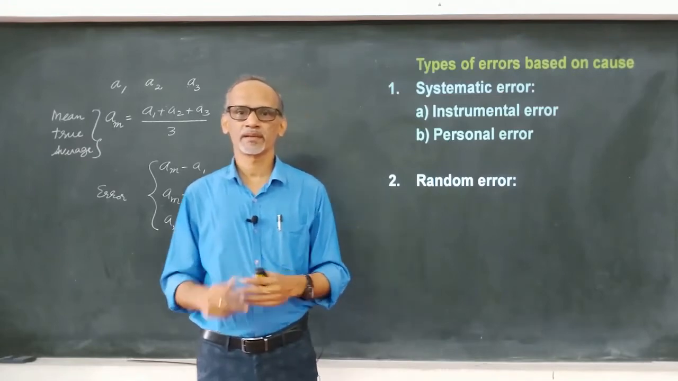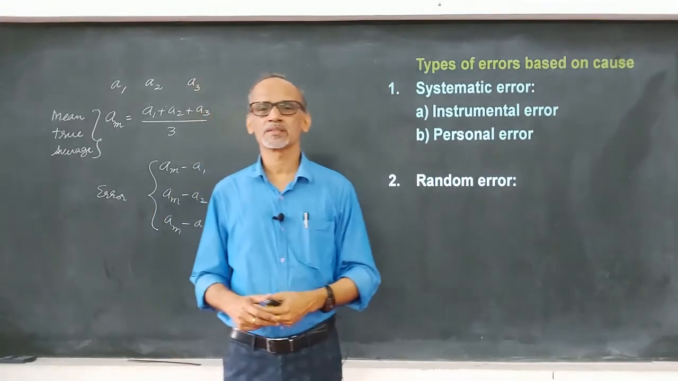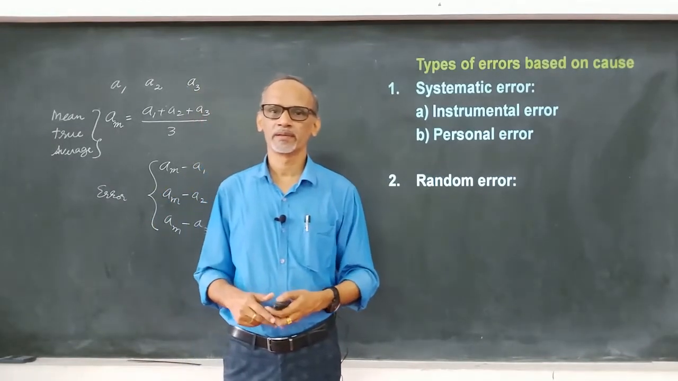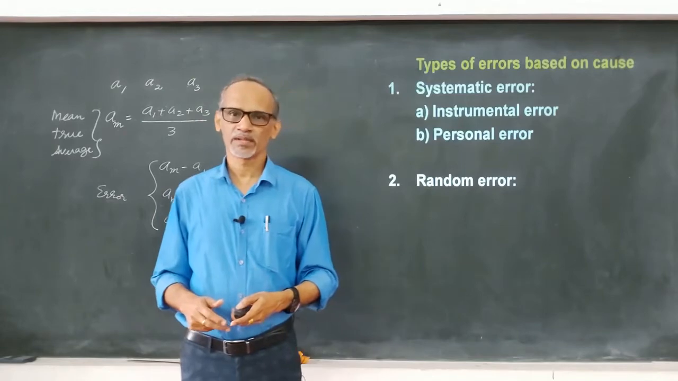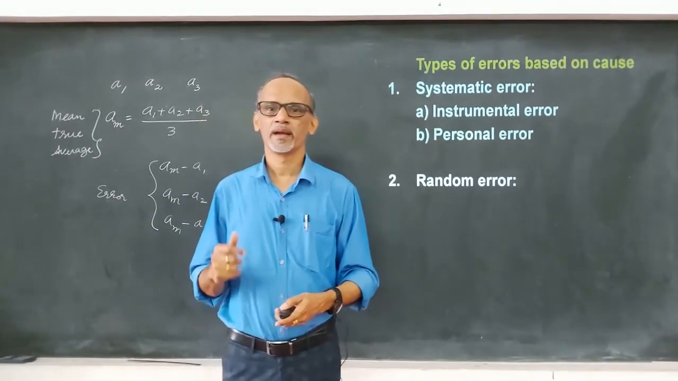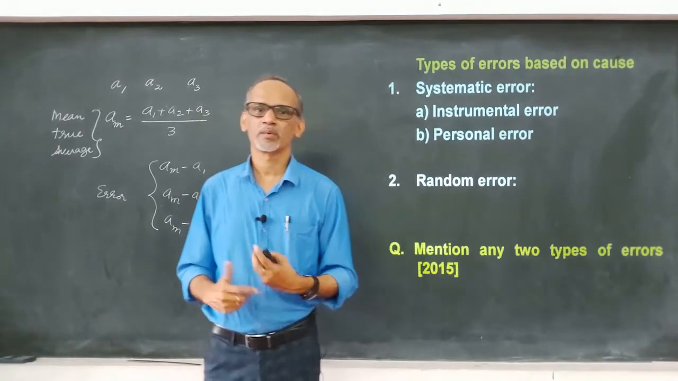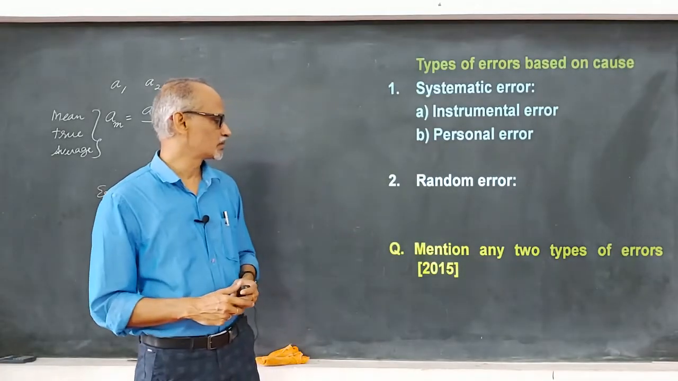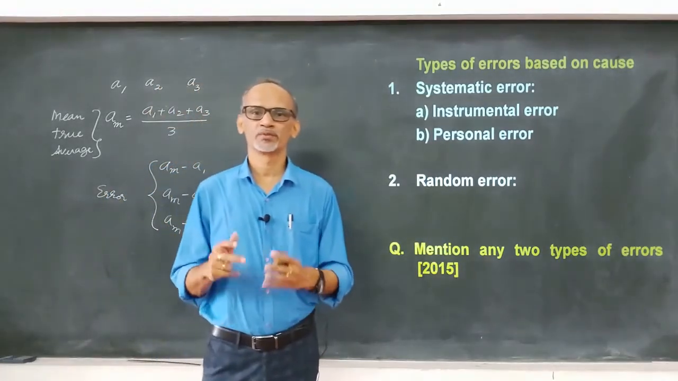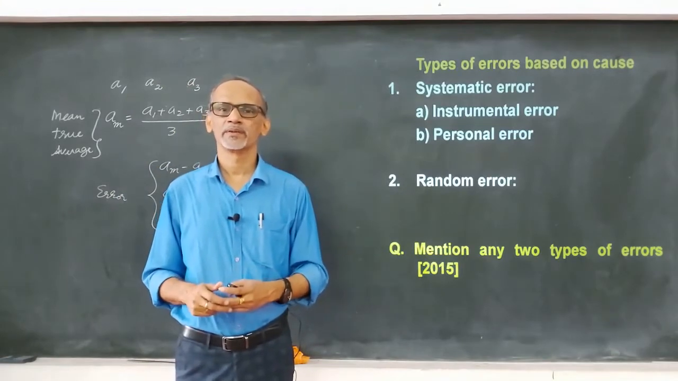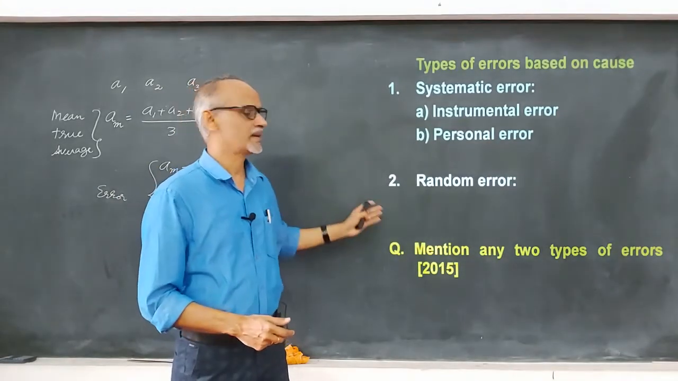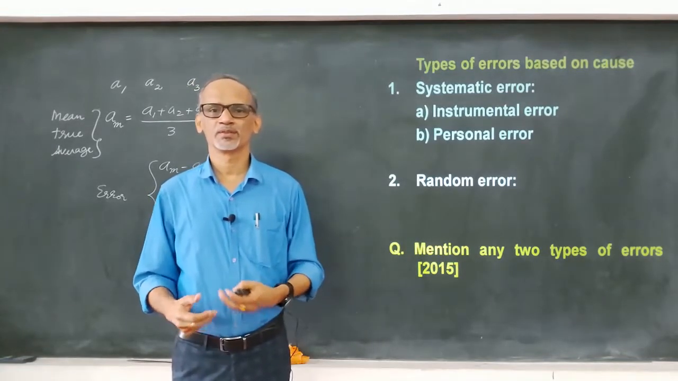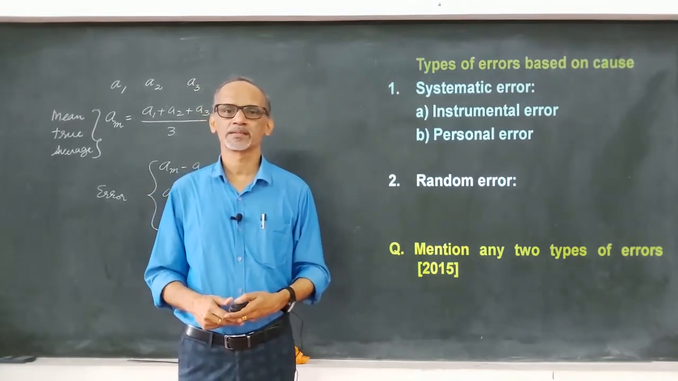So, what is systematic error? Error due to a known cause is called systematic error, and error due to unknown causes is called random error. Systematic errors are of two types: one is instrumental error and the other is personal error. This question has appeared once in the examination: mention any two types of error. Basically, you need to write systematic error and random error. They have asked to mention, so you do not have to explain anything, it is a 2 marks question.